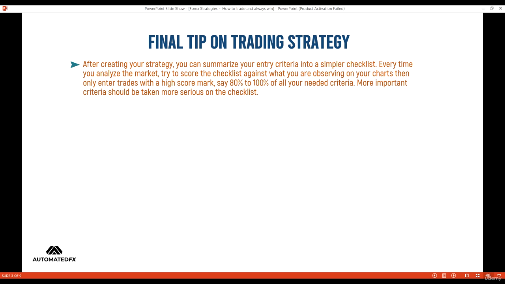So that's basically the final tip. This is very self-explanatory. You just make a checklist based on your entry criteria, and then you observe the market and check based on what you can see. If you have up to 80% to 100% on your checklist, it means the setup is very good. It means there's a high probability of it going in your direction, of meeting the rules for your strategy, right? So that's when you then enter the trade. So that's the final tip.